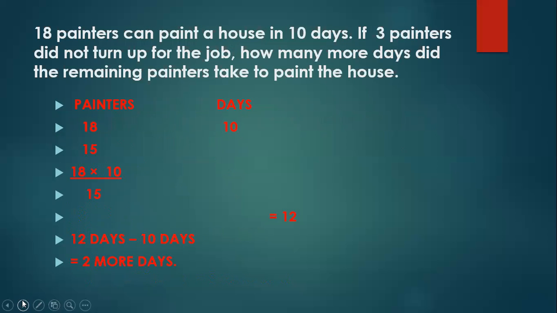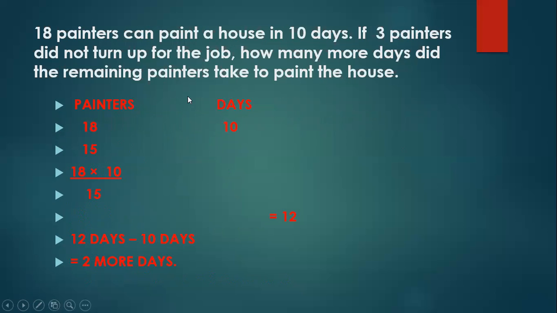To our last example for today. 18 painters can paint a house in 10 days. If 3 painters did not turn up for the job, all of you know English, if I say you did not turn up, it means you did not come. So how many more days did the remaining painters take to paint the house?